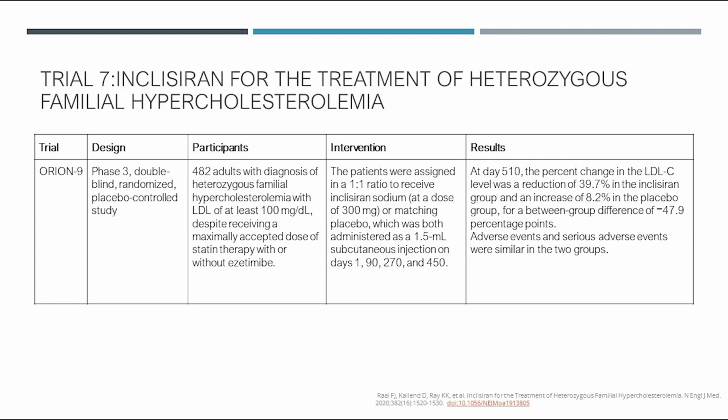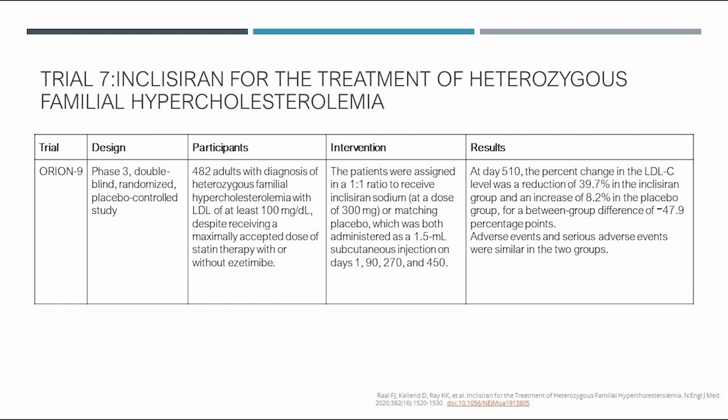The second trial we'll look at is Inclisiran for the treatment of heterozygous familial hypercholesterolemia. This was the Orion 9 trial, and it was a phase 3 double-blind randomized placebo-controlled study, which included 482 adults with a diagnosis of heterozygous familial hypercholesterolemia with an LDL of at least 100 milligrams per deciliter, despite receiving a maximally accepted dose of statin therapy with or without ezetimibe. Patients were assigned 1-to-1 to receive Inclisiran at doses of 300 milligrams or matching placebo.